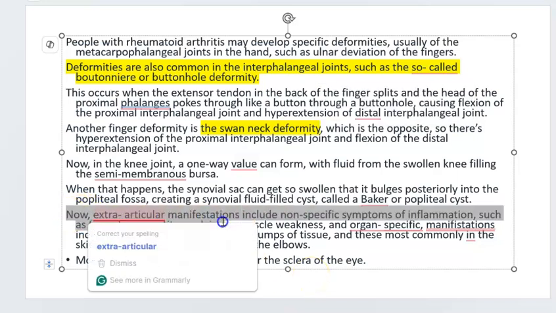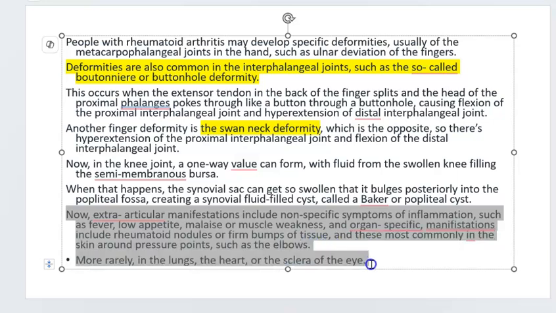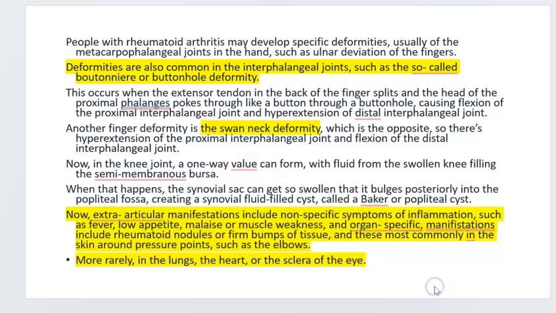Also, though, we have these extra-articular manifestations of nonspecific symptoms of inflammation. So think about that. How do you feel when you're in an inflamed state? You can have low-grade fevers, a poor appetite, muscle weakness, malaise, fatigue, but those with rheumatoid can have other things like firm bumps in their tissue. They can get these weird bumps on the skin around pressure points such as the elbows, and they can get these rheumatoid nodules in the lungs, heart, and sclera of the eye. These are rare, but they can happen.